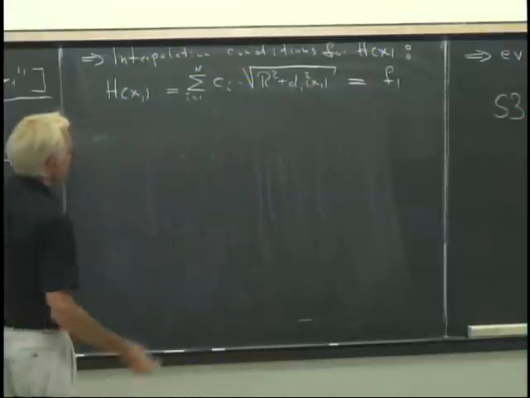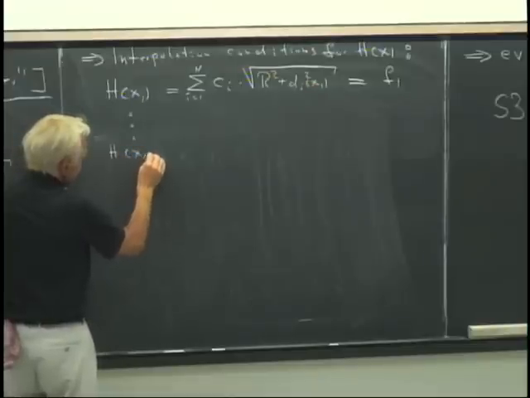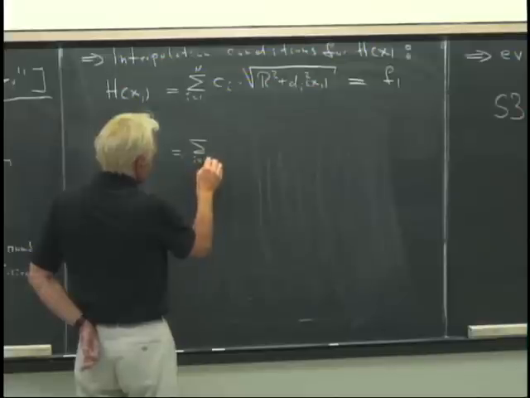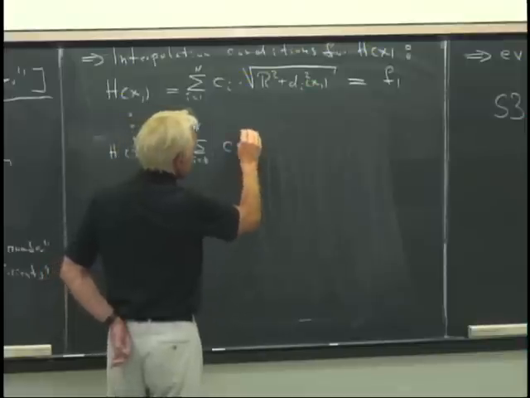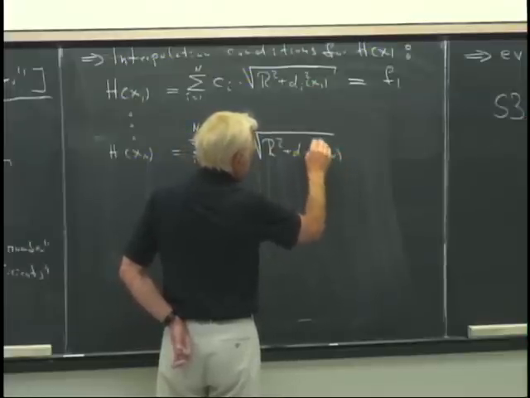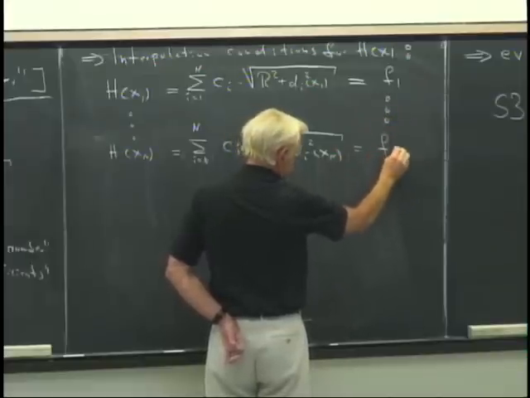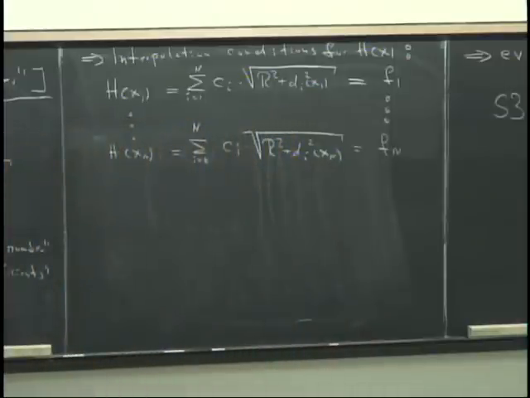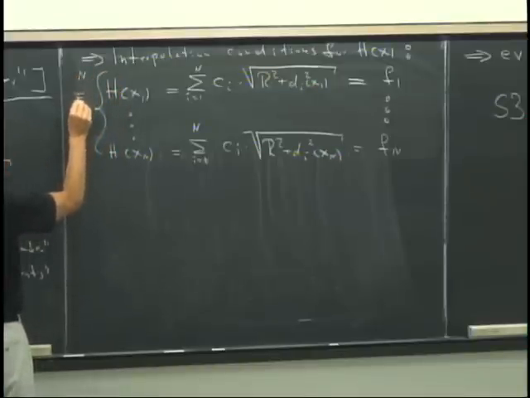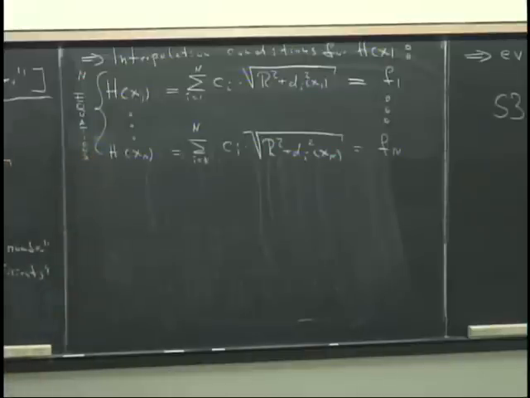Okay, all the other equations look the same, and the last equation in particular is evaluating H at xn. So last step would be evaluating this Hardy function at the last point, and I get a sum from 1 to n unknown coefficient ci times square root of r squared plus di of xn squared. And that must reproduce the last observation, the last measurement, fn. So these are my n equations. N equations for the n unknowns, c1 up to cn, right? Should work.